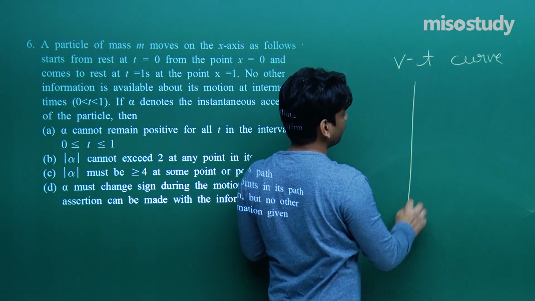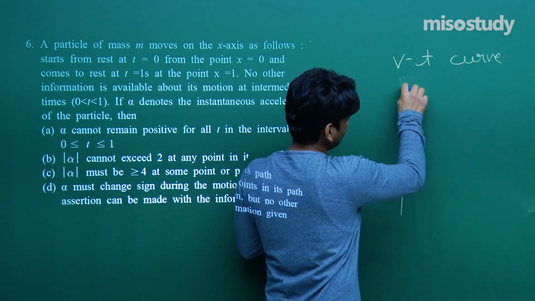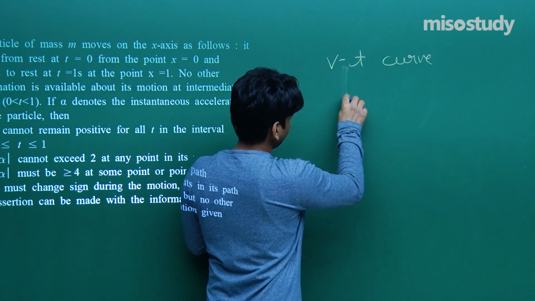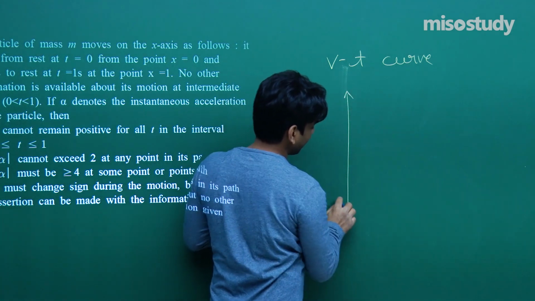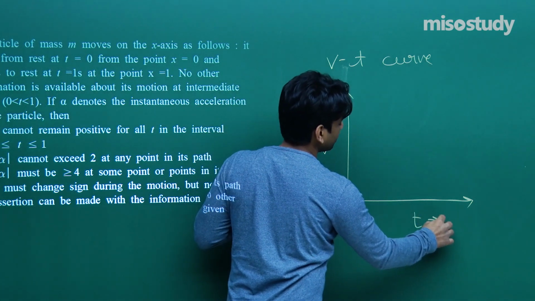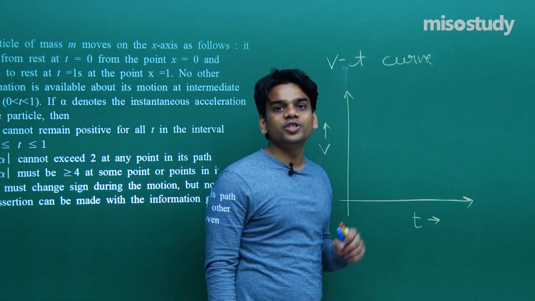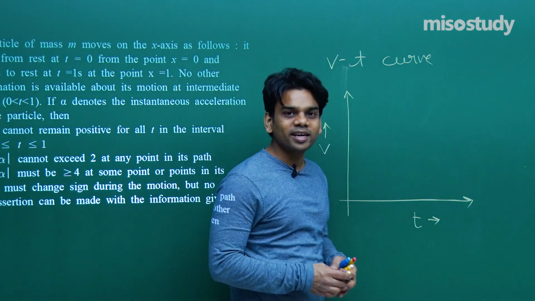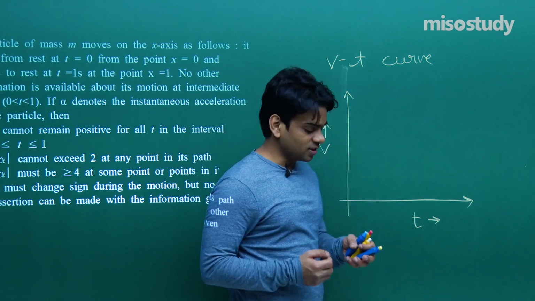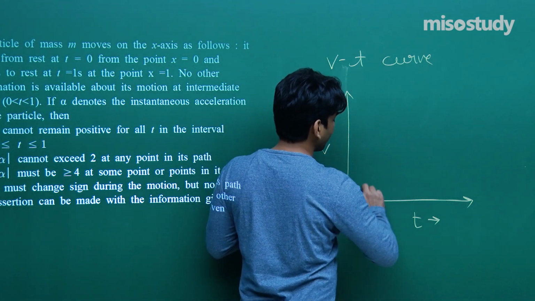The velocity-time curve will be somewhat like this. Let me show the velocity on the y-axis and the time along the x-axis. This is the y-axis that we'll be using for velocity, and here I'm showing the time axis. Now you see here, as the body comes to zero velocity at t equals 1 second, I have to increase the velocity first and then decrease the velocity. So let me draw some kind of curve as I'm going to show you here. The curve can be somewhat like this.